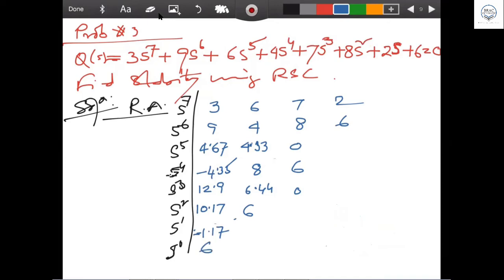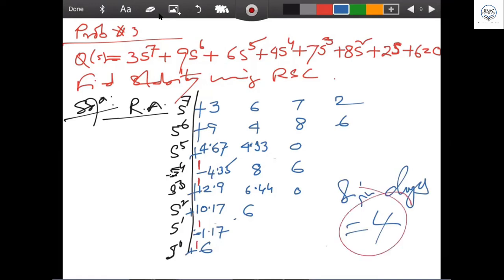Okay, now, how many times does the sign change? 4. Yes? 4 times. Good. Because plus, plus, plus, plus, minus, plus, plus, plus, plus. So 1 time the sign changes here, 1 time here, 1 time here, 1 time here. So altogether 4 times the sign changes. 4 roots on the right hand side. The system is what? Unstable. Okay, this is the way.